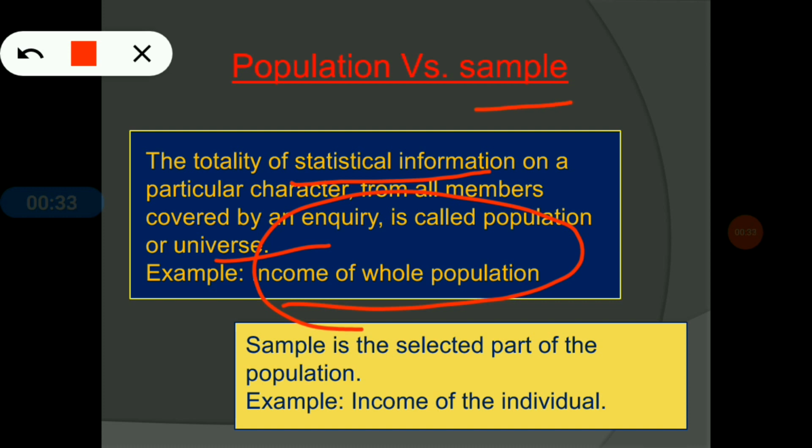A sample is a selected part of the population. For example, we can say the income of an individual is an example of a sample. So I think it is clear what the population is and what the sample is. Population is the whole thing and sample is one part of the whole thing. Clear? So now move on to the next slide.